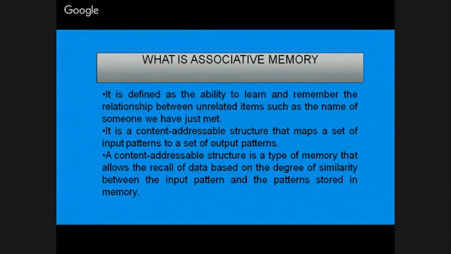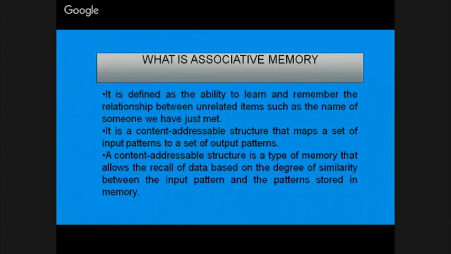Because you have heard of random access memory, read-only memory, cache memory. So these memories are basically memories which are addressed with the help of some address. If you have stored some data in RAM, then you need the address of the location where the data or instruction is saved, and you fetch that data with the help of its address. But associative memory, on the other hand, is not addressed using an address, rather it is a content addressable memory.